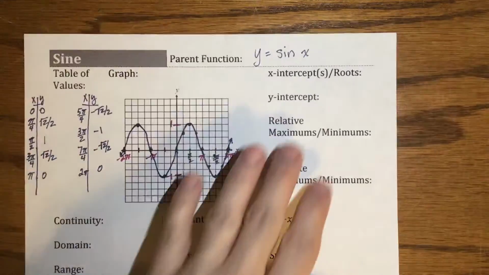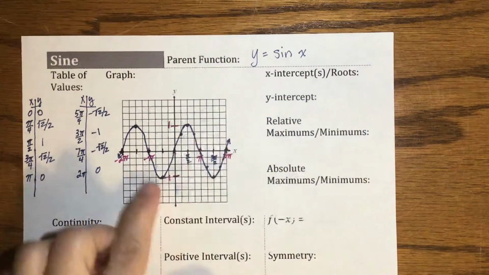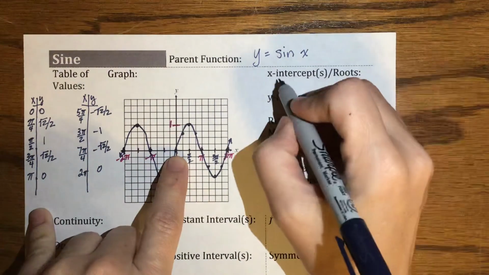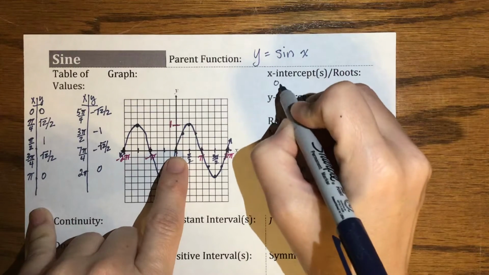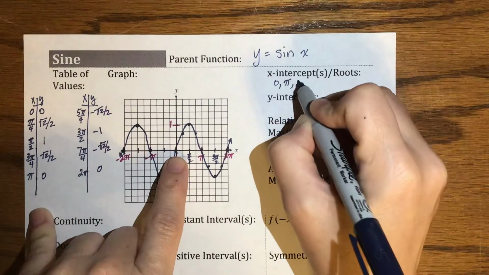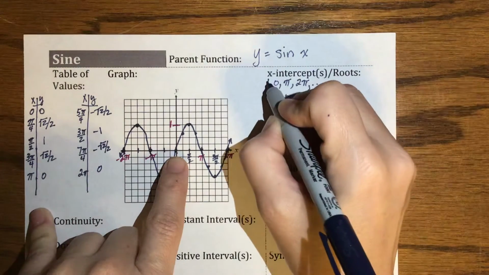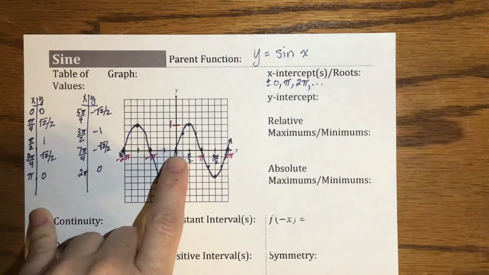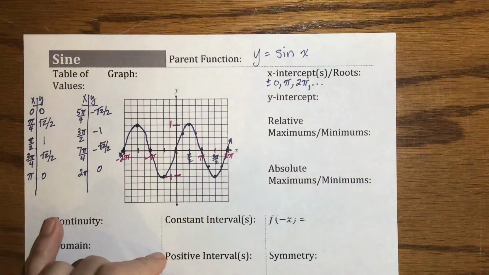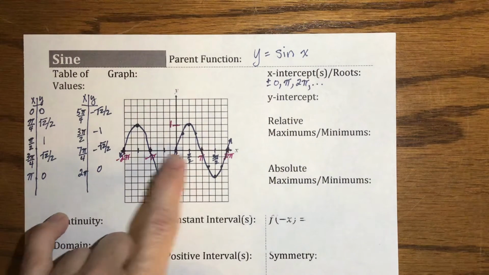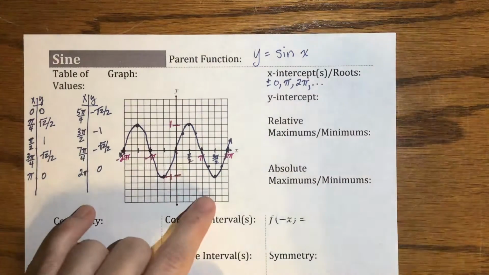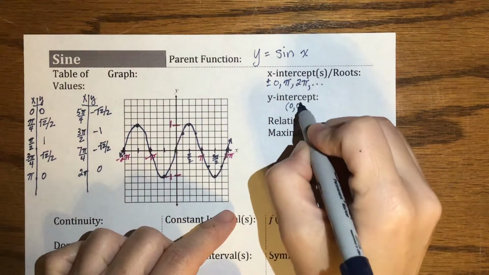So here we go. X and Y intercepts or roots. Notice that that is happening at 0, at pi, at 2 pi, and so on. And then it's also happening at the negatives of all of those. So it's happening at multiples of pi. Your x-intercepts, boom, boom, boom, boom, boom. Your y-intercept is just 0, 0.